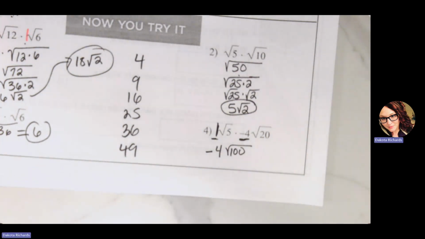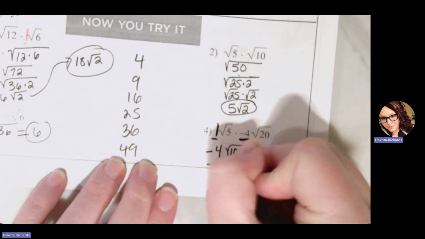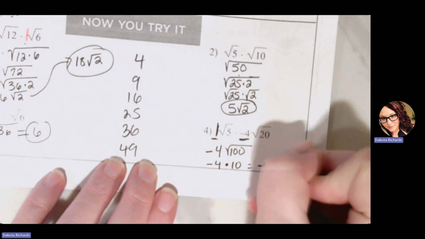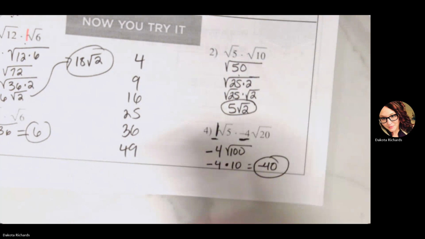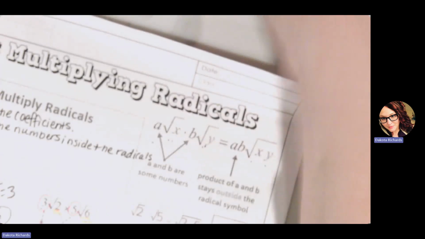And then, guys, what is the square root of 100? It is 10. So you end up getting -4 times 10, which is just -40. Okay, so go ahead, make sure you've got all that. And now we're going to do some more examples.